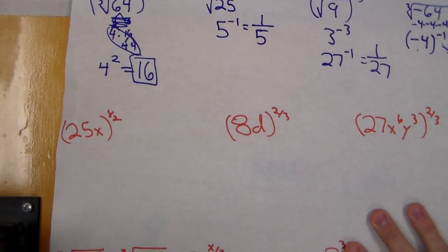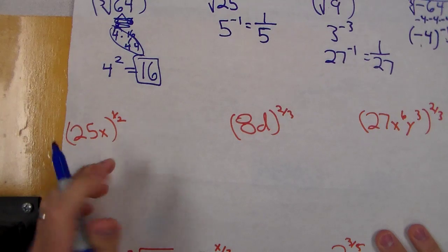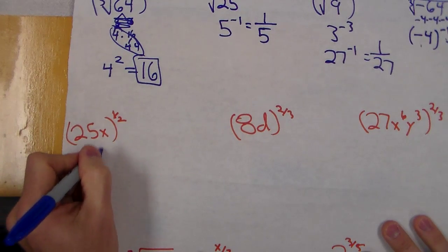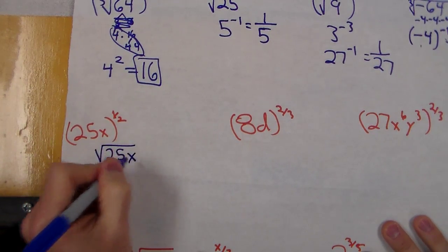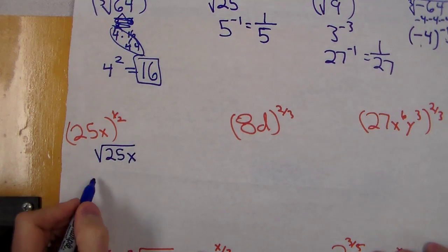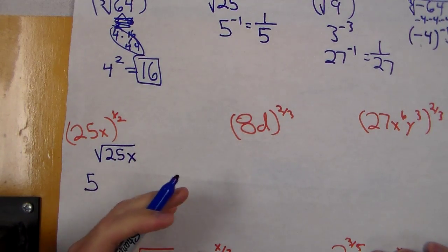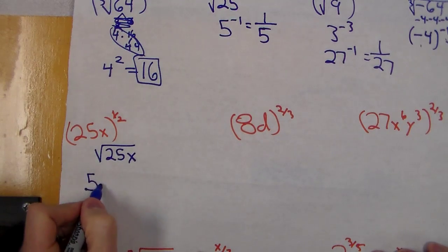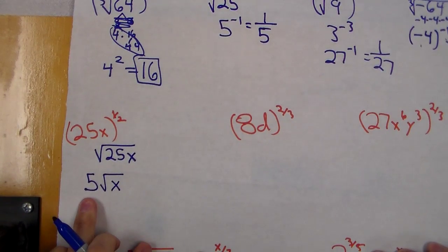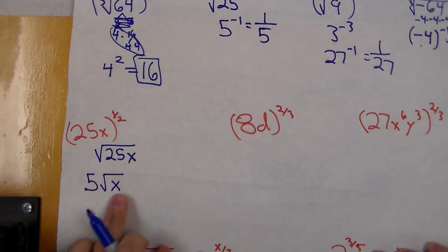So now we bring in some variables. 25x to the 1/2. So that's going to be the square root of 25x. Well, the square root of 25 we know is 5. But in order to do the square root of x, we'd have to have a set of them, or a pair of them. We do not, so that stays inside, so it's 5 root x.